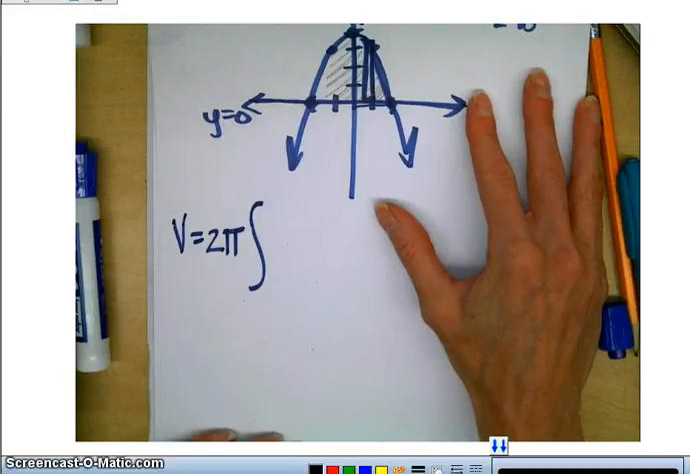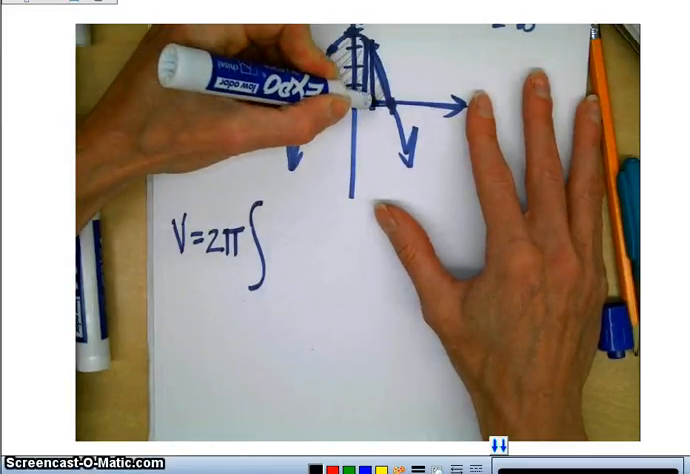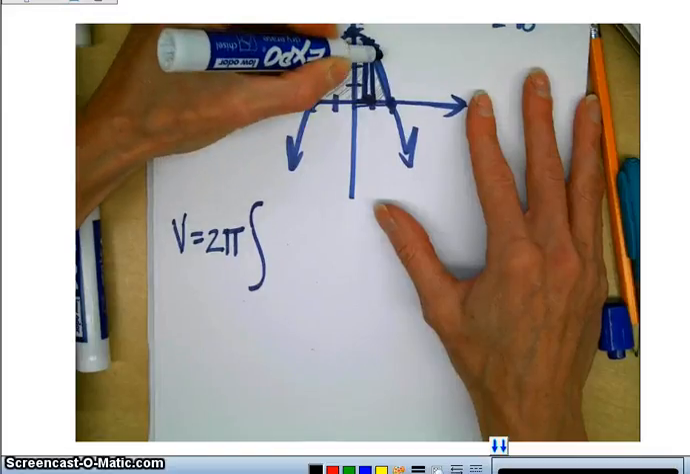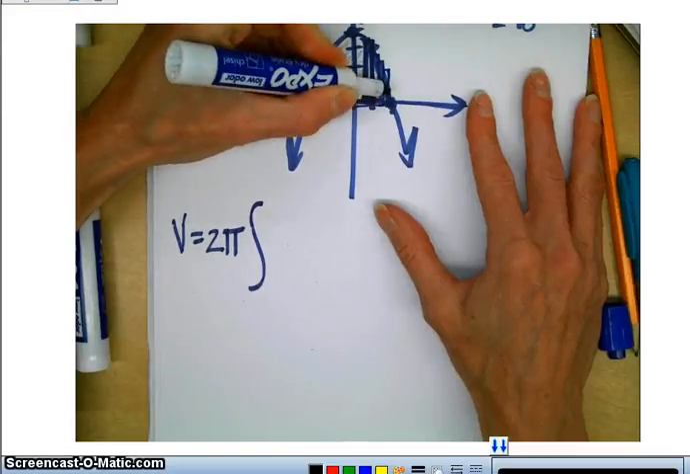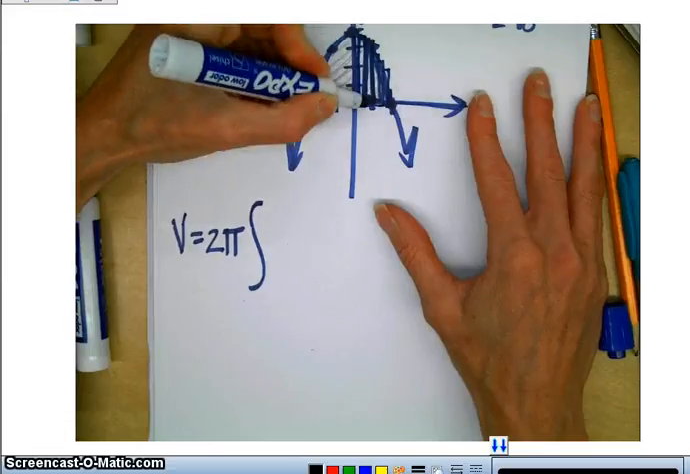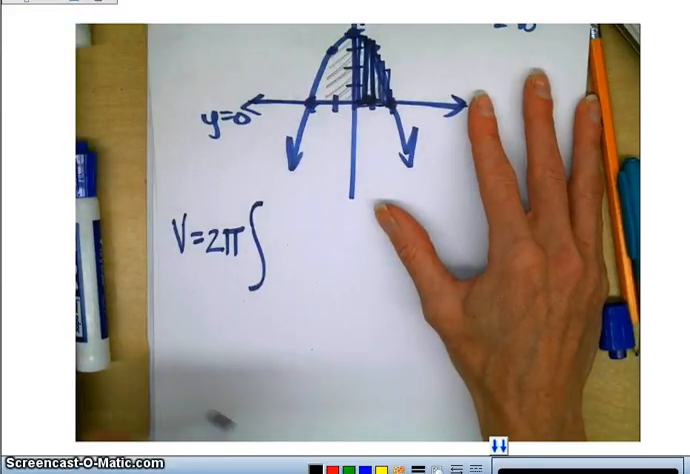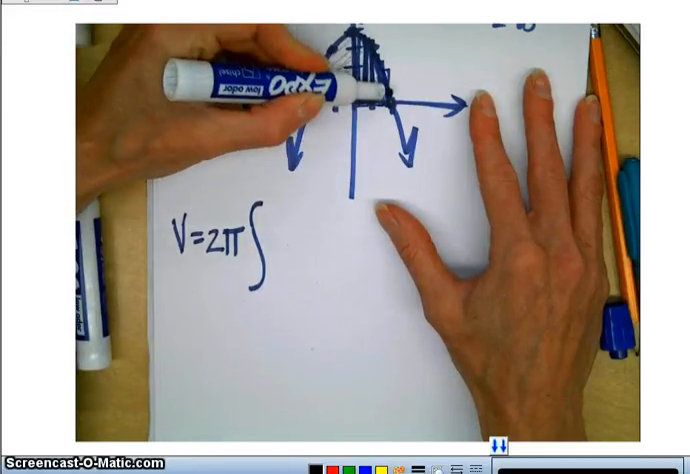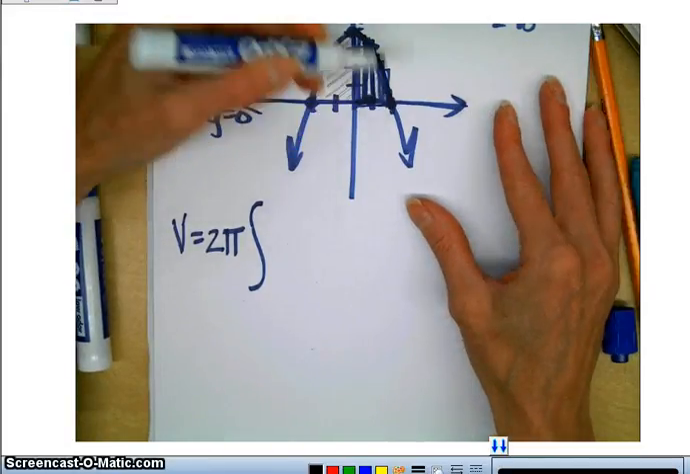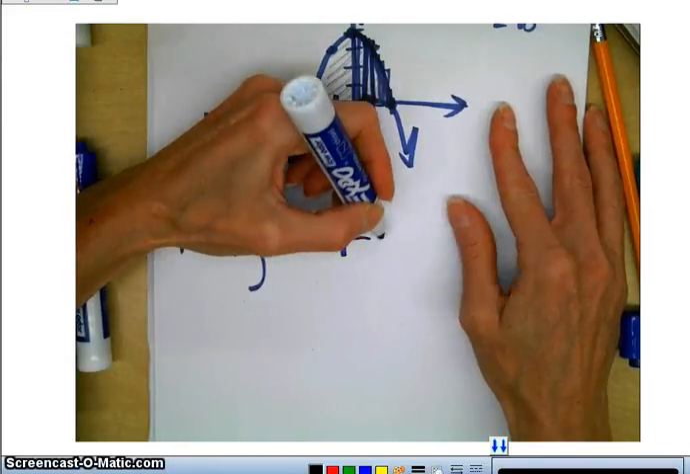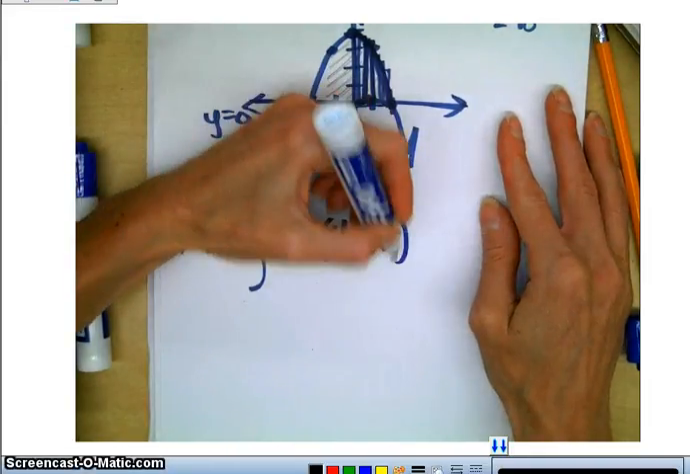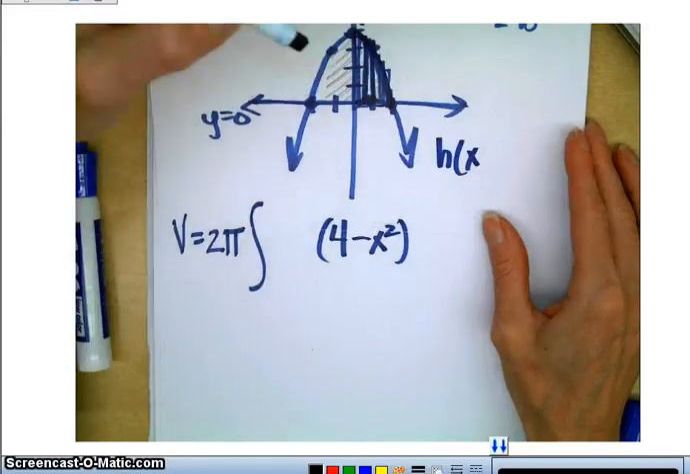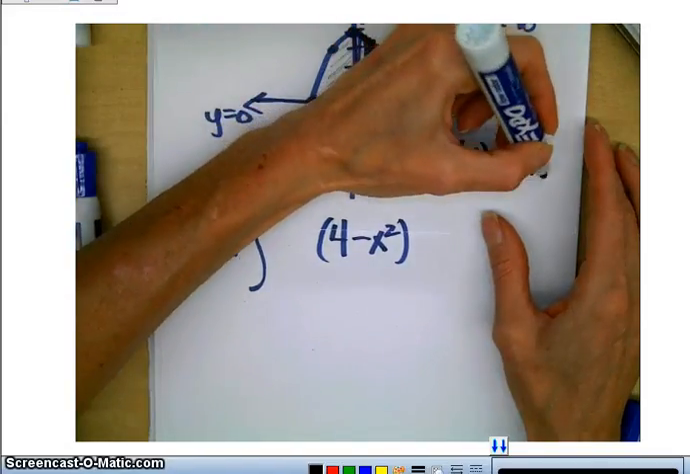Now what I need to figure out is, what is my p of x? See, now this shell, basically you're making a whole bunch of these little shells and you're rotating them around, and the height of these shells is always different. The height is sometimes the easiest thing to figure out. The height of the shell in this case is determined by that function. So the height is 4 minus x squared. So h of x is 4 minus x squared. That's the height.